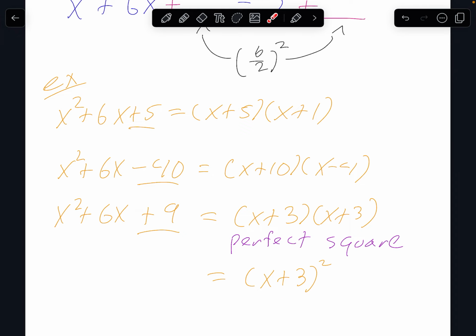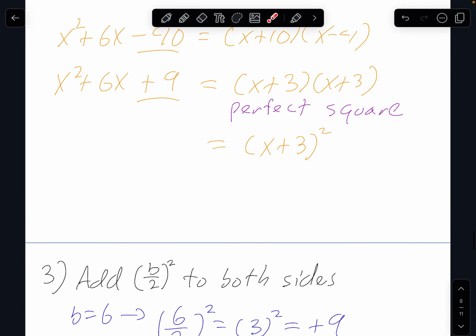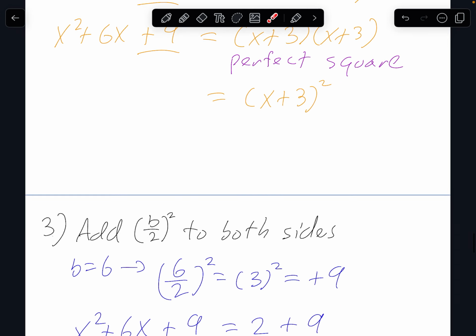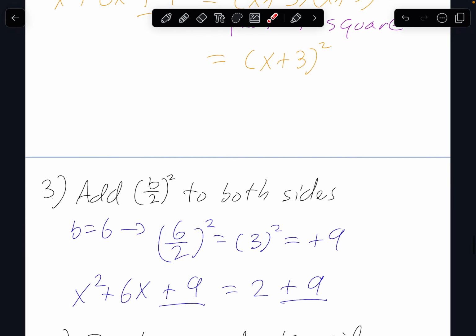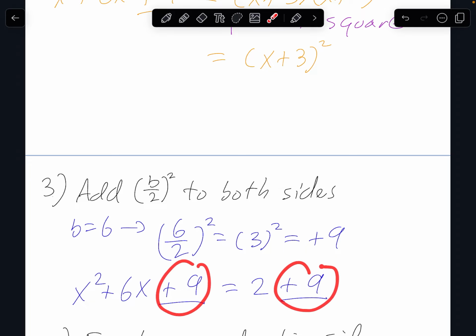So how are we going to find this magical number? We're going to follow this step right here, which is to take b, then divide it by 2, and then raise it to the second power. So since b is equal to 6, that means 6 divided by 2, which is 3, raised to the second power, which is 9. And we have to add 9 to both sides.